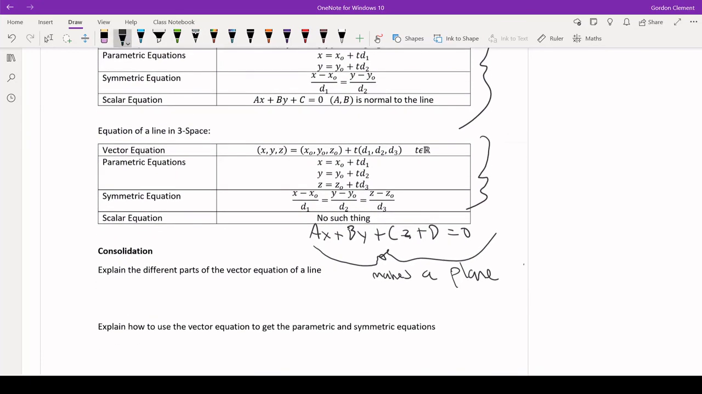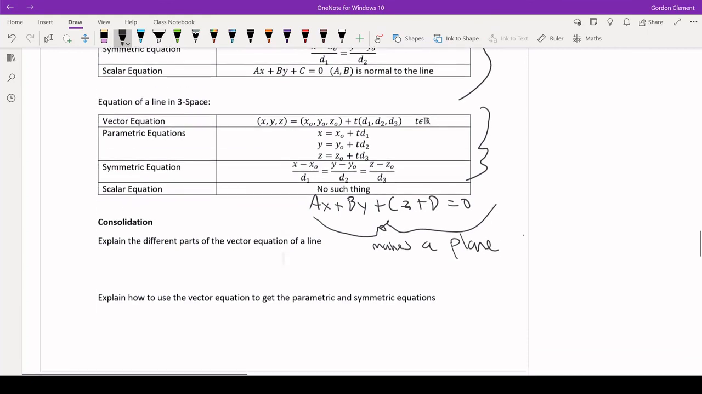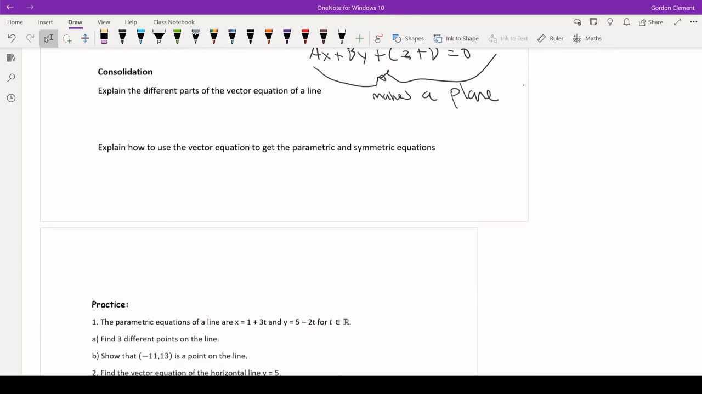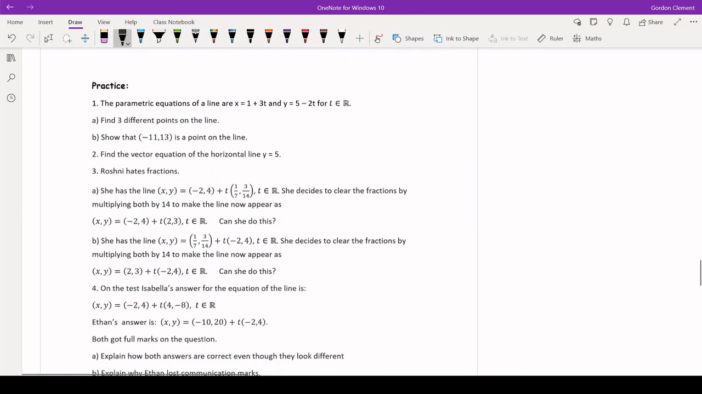So explain the different parts of a vector equation of a line. So talk about a starting point and a direction vector, and the variable goes with the direction vector, and explain how to use the vector equation to turn it into the other two. Those are the notes I want you to make to yourself, and then we'll work on practice when you're in class.